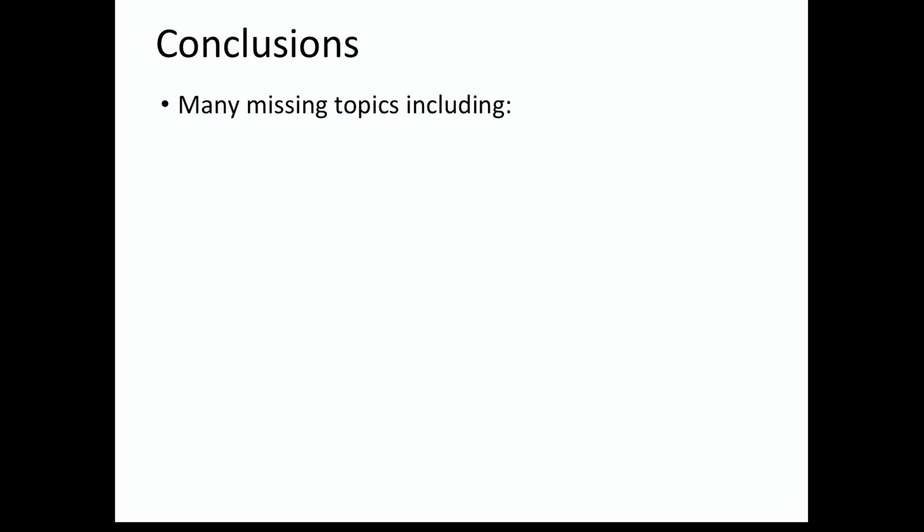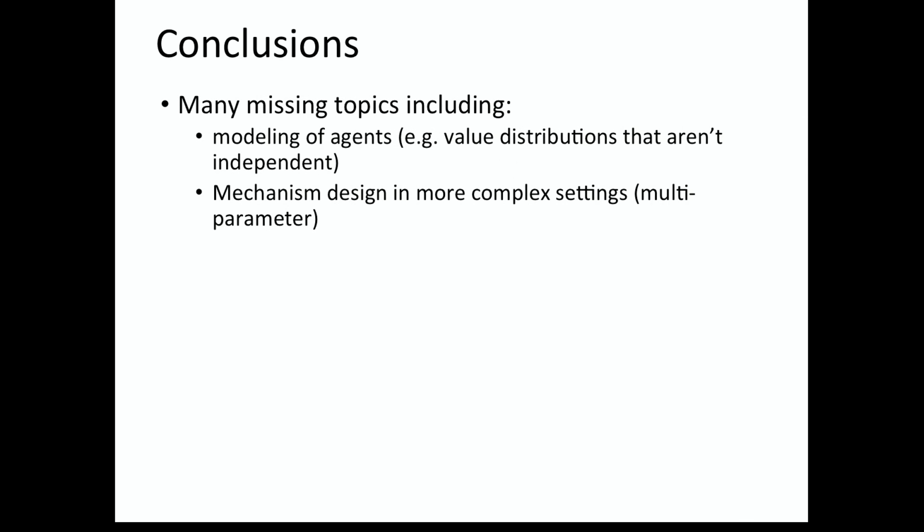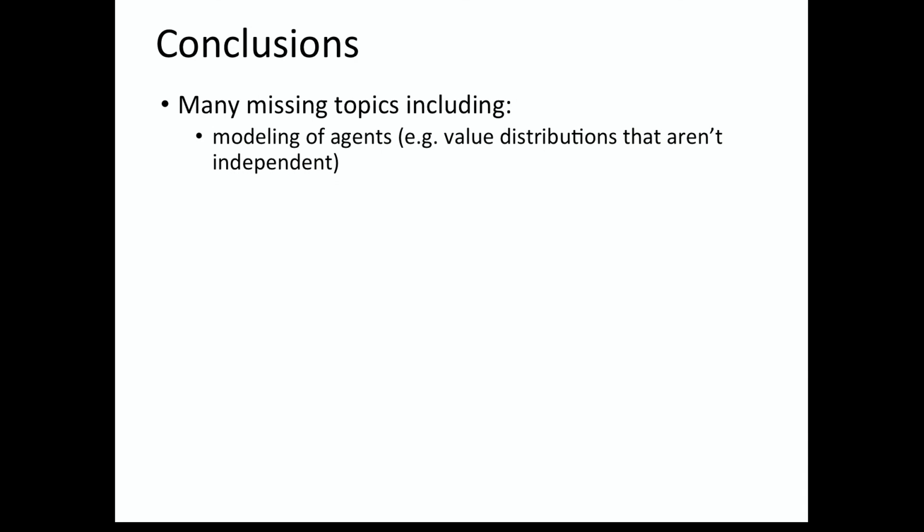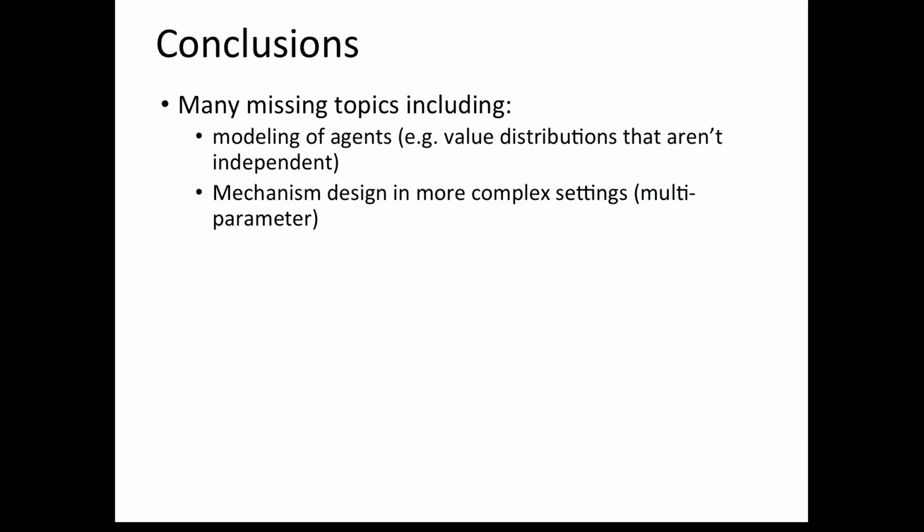So I'm going to wrap up with just saying lots of things I didn't discuss. I didn't discuss modeling of agents, for example, value distributions that aren't independent. I didn't discuss mechanism design in more complex settings, which is really all the rage. And people like Kai and Matt and others have been doing lots of great work, and Yang and Matt and others have done lots of great work in that setting.